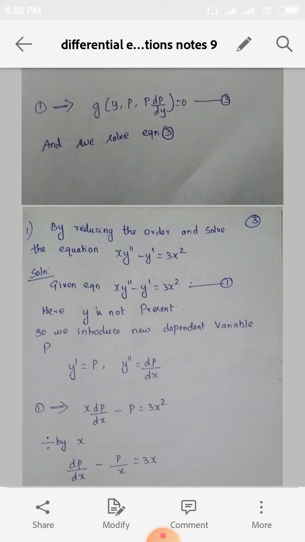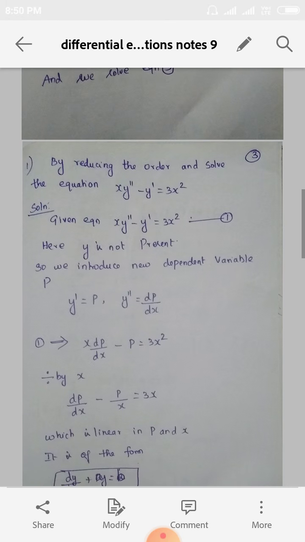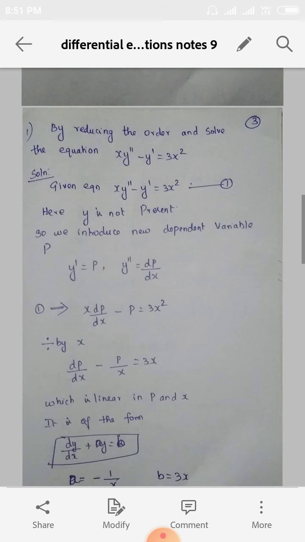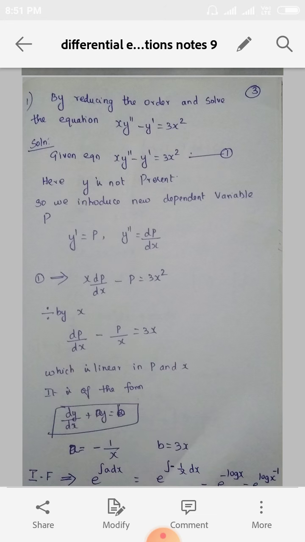By reducing the order, solve the equation x y double dash minus y dash is equal to 3x square. Listen carefully. See the equation, girls: x y double dash minus y dash is equal to 3x square. In this equation, y is missing, right? We get only y dash and y double dash, but the y term is not present here. This is of first order.